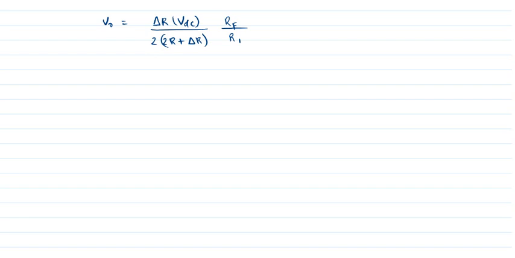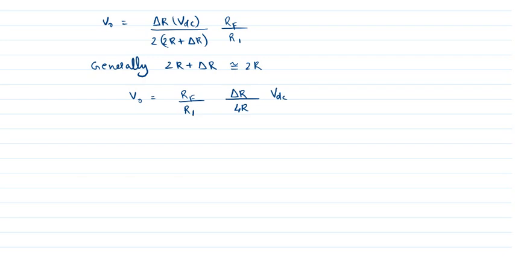So generally we can say this term 2R plus delta R is approximately equal to 2R itself. So we can write V0 equal to RF by R1 into delta R by 4R into VDC. So this is the final equation, and this is equation five and this one equation six.